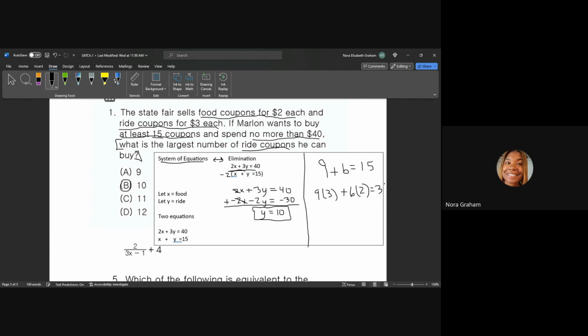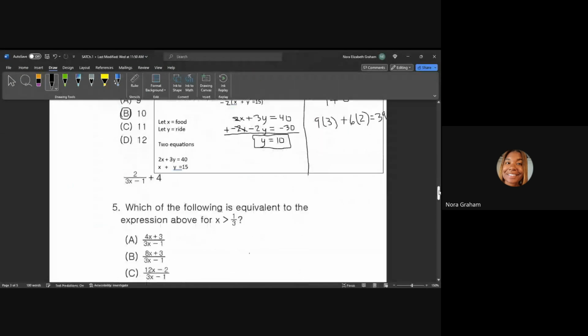It's close to $40, but if we do this for each of A, B, C, and D, it takes a little bit longer, plugging and chugging. That's why it's always better to know the math. But if you do the same strategy for B, you will get that the answer is 10, because 10 will hit you on $40. All right, cool. So let's go on to the next one.